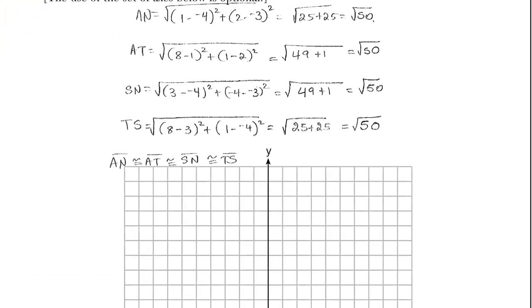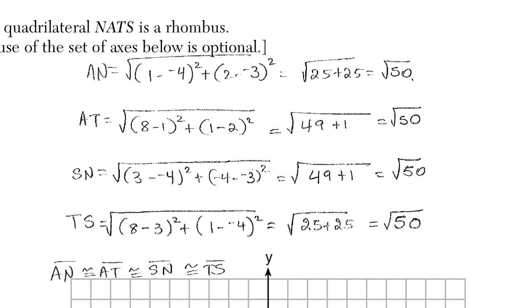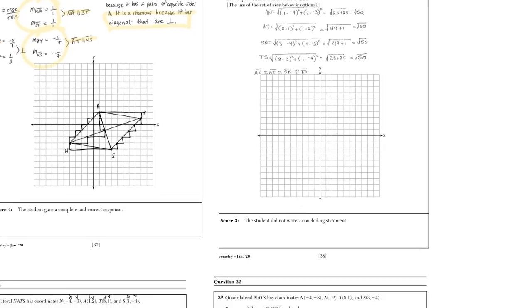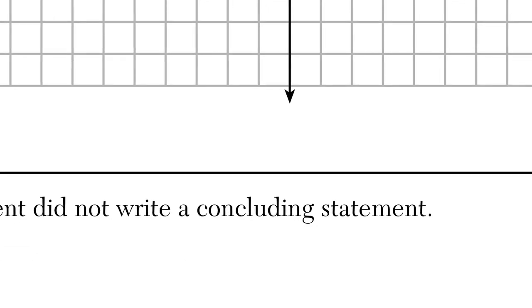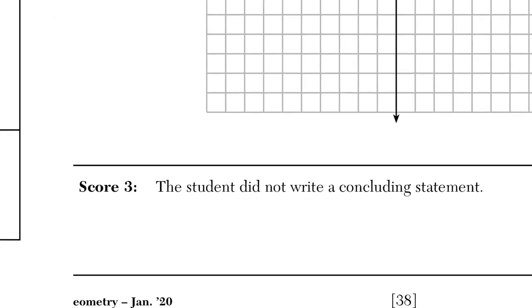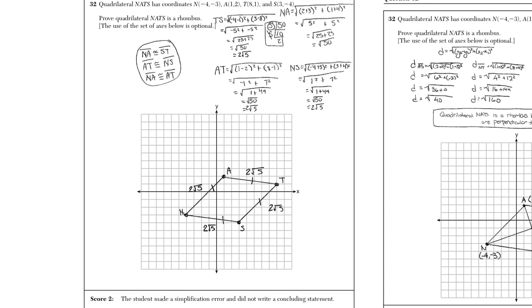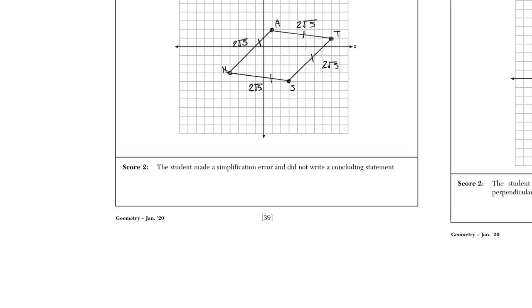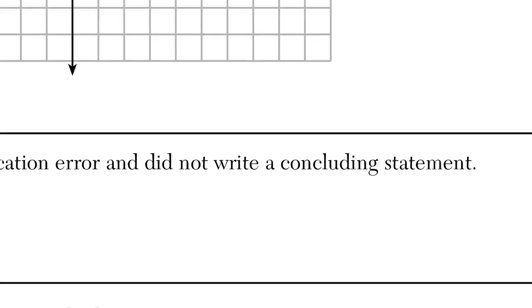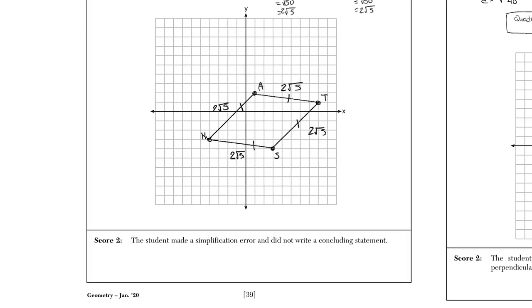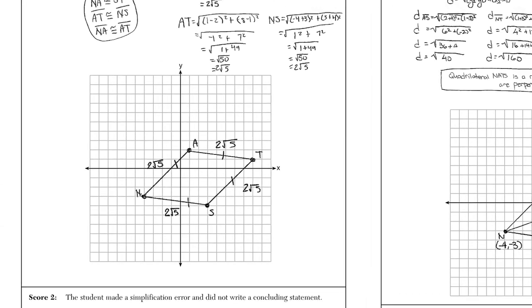This individual did all the math, and the math looks perfect. They were able to prove that all four sides are congruent, but because they did not write a concluding statement, they only got 3 points instead of 4. That's why Mr. Chan and I are always telling you to write a brief little sentence. This student only received half credit because they made a simplification error and did not write a concluding sentence. So the math sadly was off.